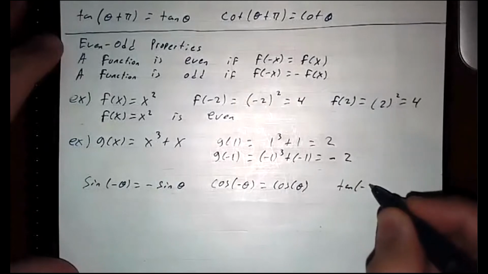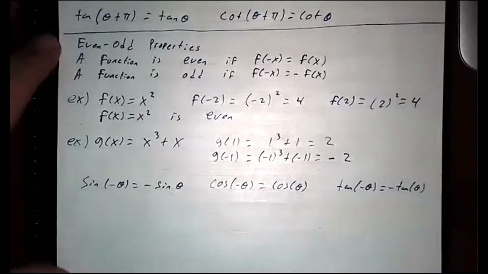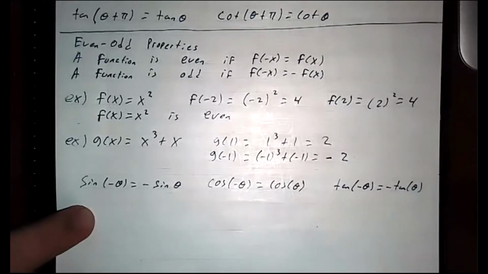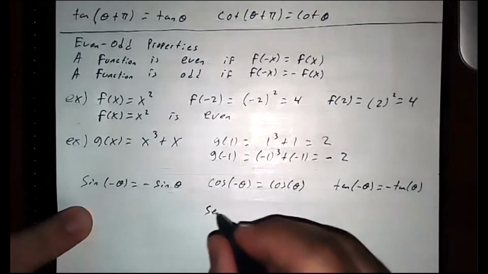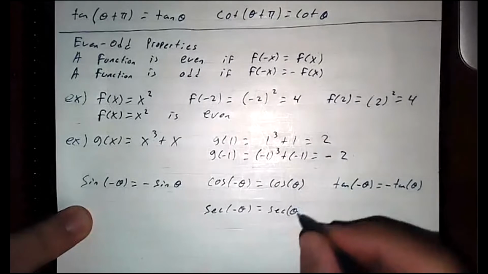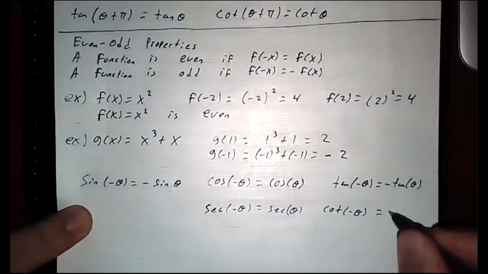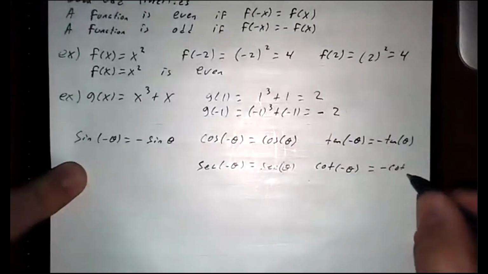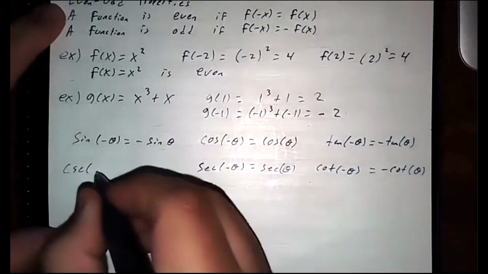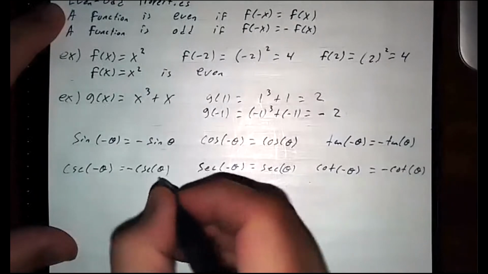Tangent of negative theta would be negative tangent of theta. So these are sine and tangent. Actually, pretty much everything is odd except cosine and secant. So secant of negative theta is equal to secant theta. Cotangent of negative theta is equal to negative cotangent of theta. Cosecant of negative theta is equal to negative cosecant theta.